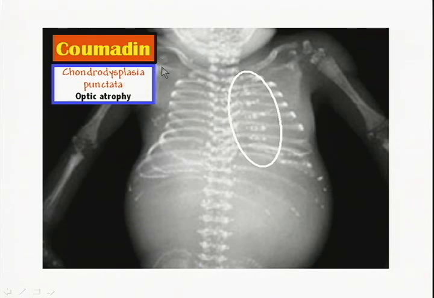Coumadin is an anticoagulant. It is taken orally. It has a small molecule. It can cross the placenta, and it can cause lots of birth defects, optic atrophy. It can cause problems with hemorrhage, but one which is a good board question would be chondrodysplasia punctata. And you can see here the calcification at the costochondral junction on this infant, this X-ray here. All right, that's the end of our embryology and fetology section.